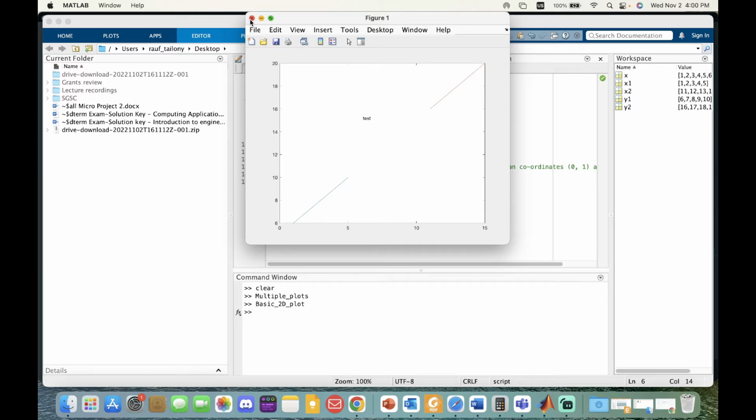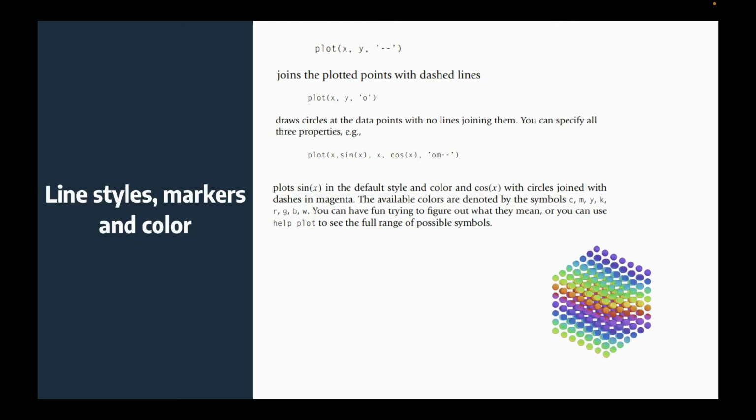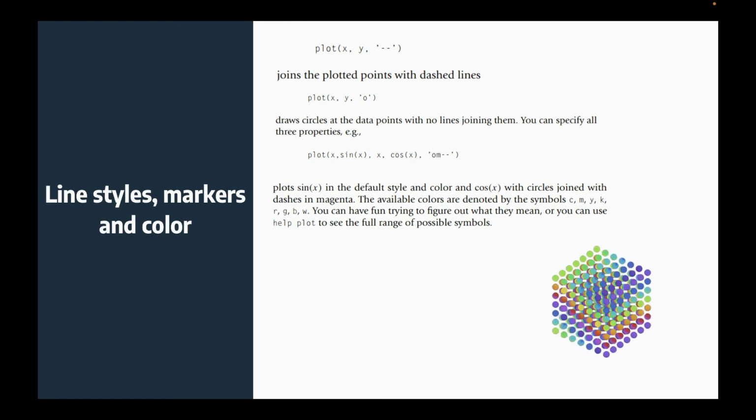Sometimes you've got to call things out. If you want to do it in a programmatic way, you can do it this way, using the function gtext. Now for the line styles, markers, and colors: we learned how to say plot x comma y.